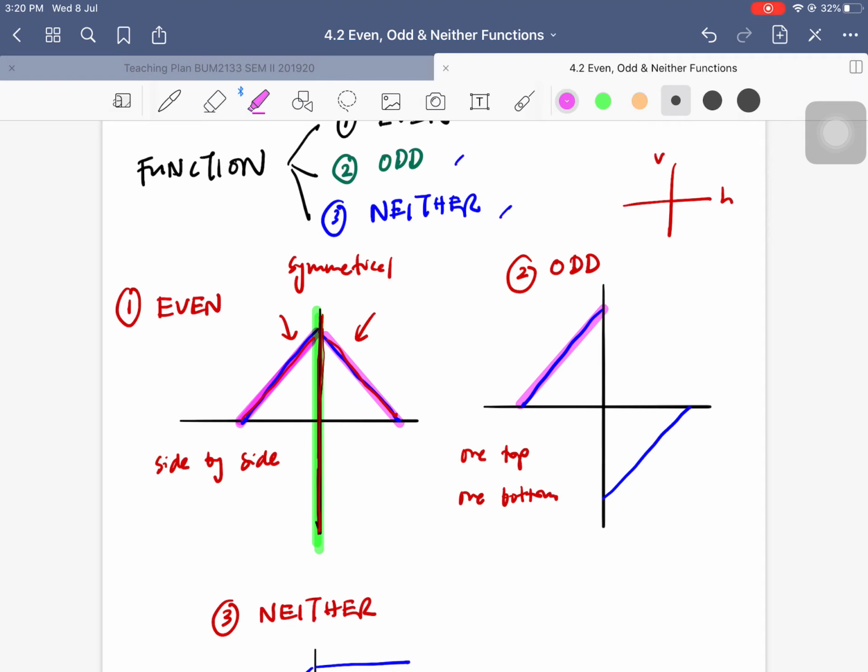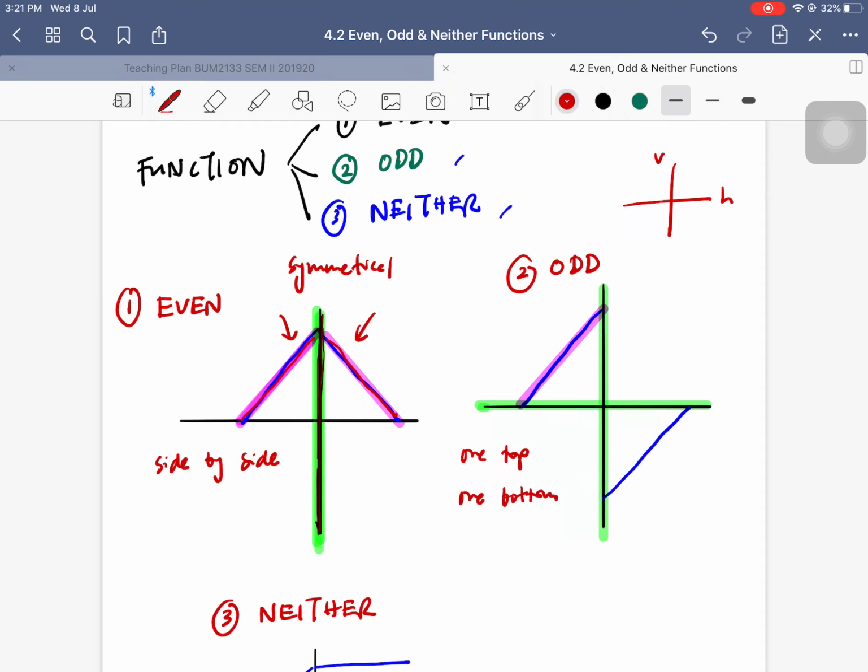Right, so remember, for the case of an even function, this is where your mirror is. This is where the reflection occurs. But for the case of an odd function, the reflection is going to occur on both axes. It's going to occur on the vertical axis, and you also have to reflect that on the horizontal axis. So what do I mean by that?